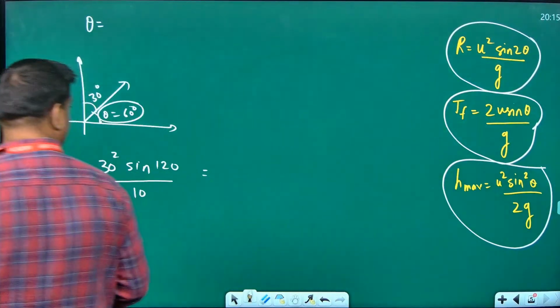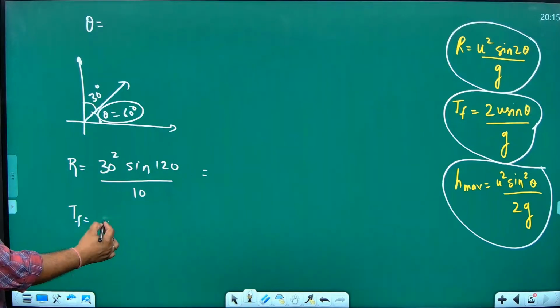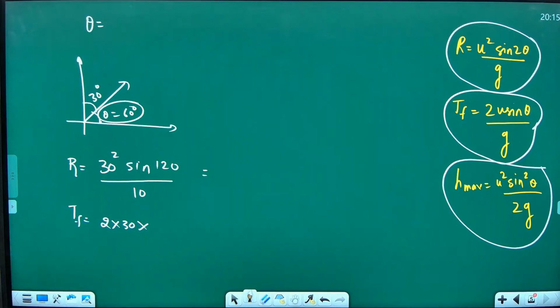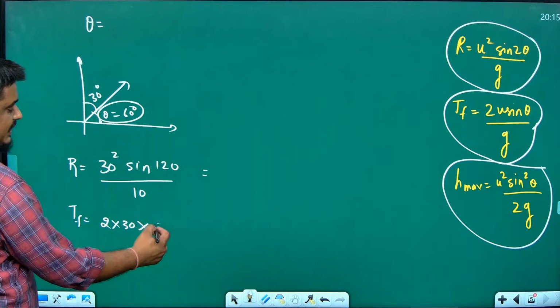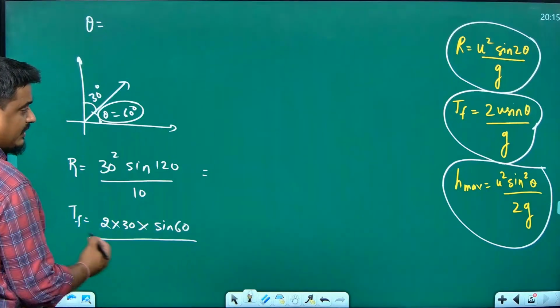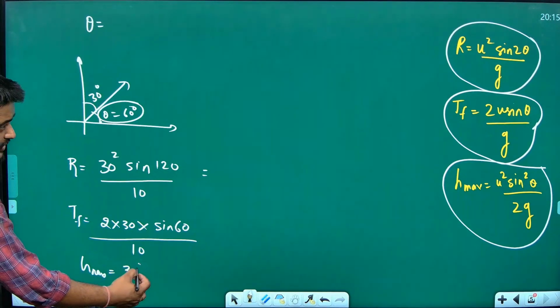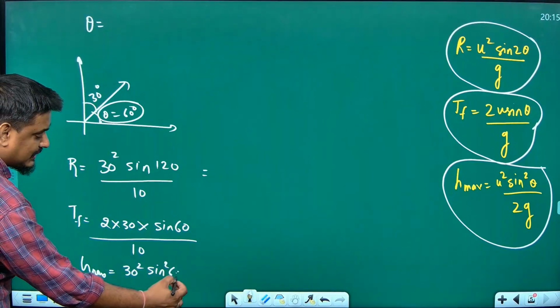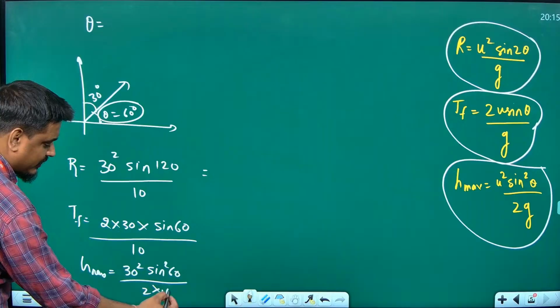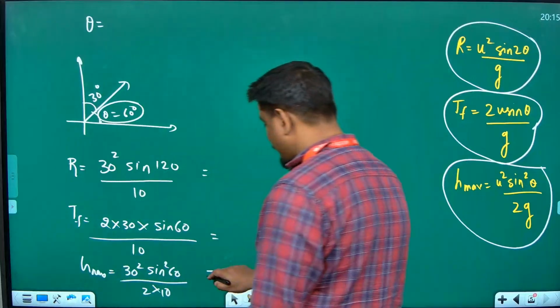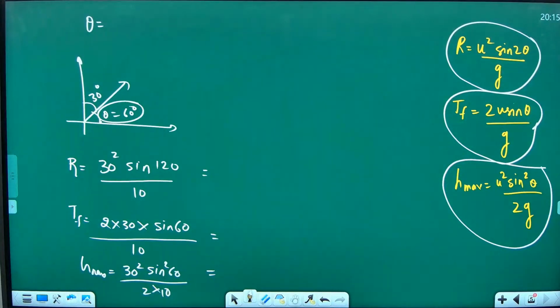What will be the value of time of flight? 2 into U, that is 30, into sine 60 by 10. And what will be the H max? H max will become equal to 30 square sine square 60 by 2 into 10. Are you using a calculator and solving? You are not in IB now.